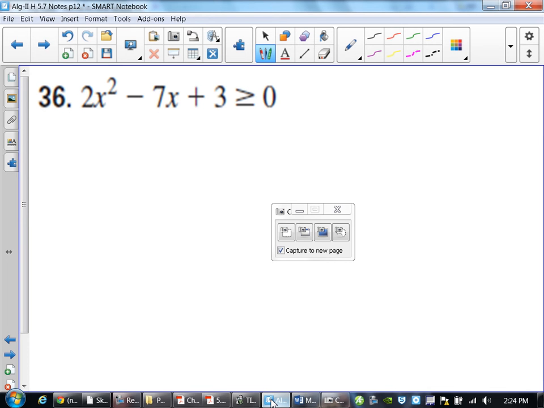So this is setting us up to factor by grouping, right? What's 2 times 3? 6. What times what is 6 that you add together to get negative 7?